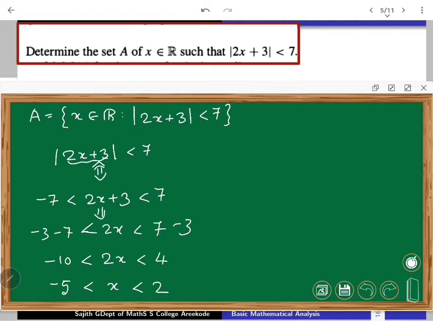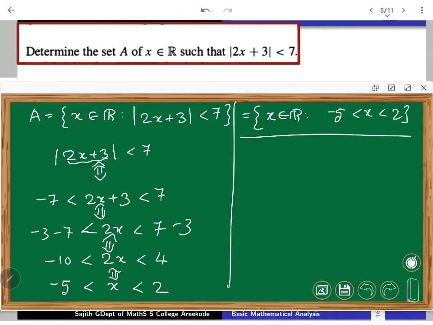So these are all equivalent. If I want to rephrase my A in a readable, understandable manner, all the x's I have to look at are in between minus 5 and 2. So this is precisely the set of all real numbers such that minus 5 less than x less than 2. Geometrically, if I roughly mark it, somewhere I have minus 5 here, somewhere I have 2 here. So everything in between will come. That is what the set A is.